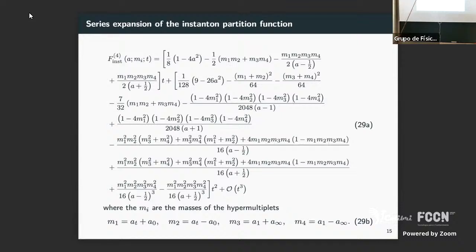So, since we want to obtain just an asymptotic expansion, we will use the series definition of the instanton partition function, and then we replace this A by the single monodromies.